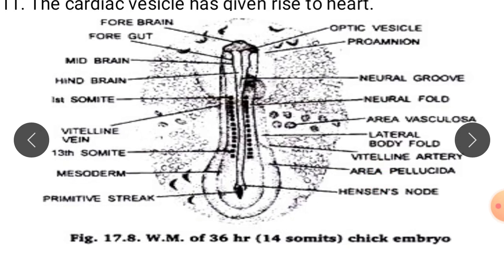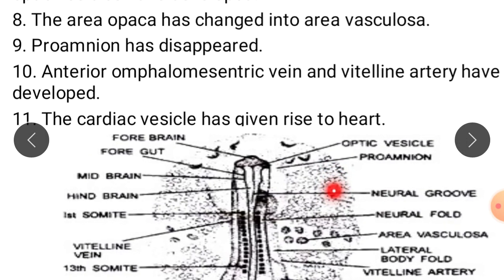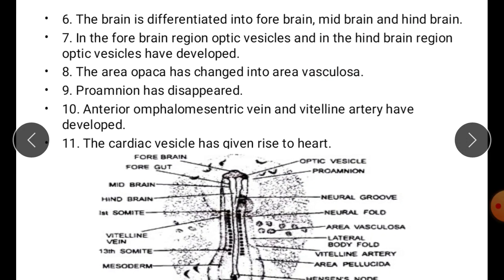So this is a whole mount of a 36-hour chick embryo. So the brain is differentiated into forebrain, midbrain and hindbrain. In the forebrain region, optic vesicles have developed. The area opaca has changed into area vasculosa. The proamnion has disappeared. Proamnion is not there.